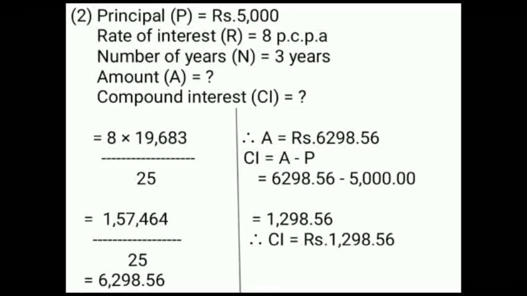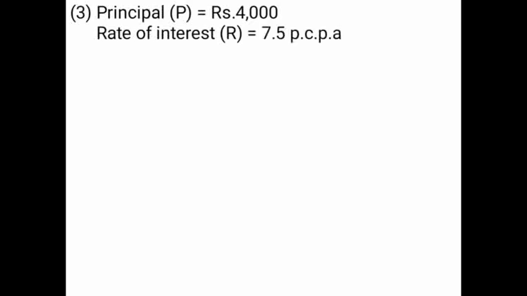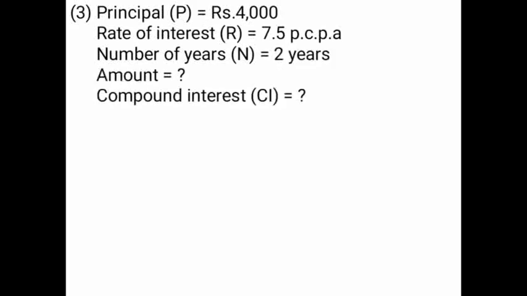Next, principal is given rupees 4000. Rate of interest is given 7.5 PCPA. Duration years is given 2 years. What is given, principal, rate of interest and duration years, you have to write it again. Principal P is equal to rupees 4000. Rate of interest R is equal to 7.5 PCPA. Number of years N is equal to 2 years. You have to find amount and compound interest.